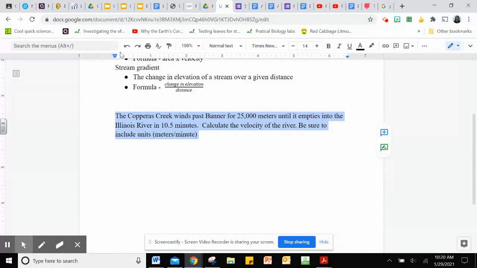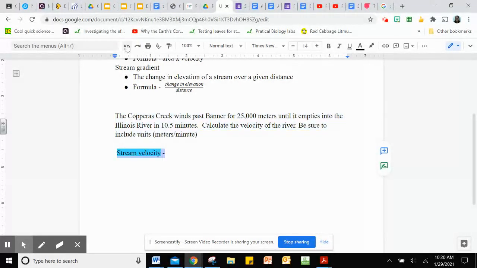The Copperas Creek winds past Banner for 25,000 meters until it empties into the Illinois River in 10.5 minutes. Calculate the velocity of the river. Be sure to include units. And I give you the units in this case, meters per minute. Units are important because it tells you what you're talking about. They're as important as the answer.